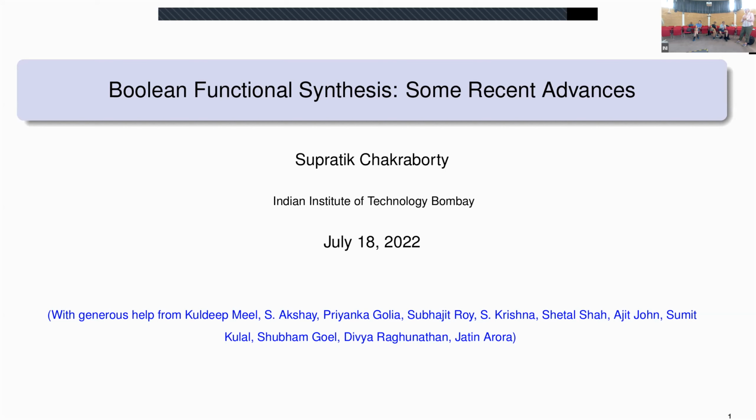So I'm really happy to introduce Supratik, who is a professor at IIT Bombay, and he's doing amazing work in Boolean functional synthesis. When we talked about the original problem of Church, he was talking about Booleans. Supratik is addressing this in his talk. If you have two types of input that are Booleans and there is a specification, how do you actually get a program that computes it? So thank you very much, Supratik, for agreeing, and please continue with the talk.